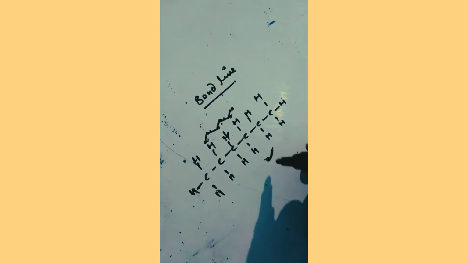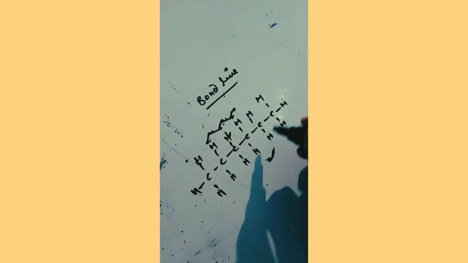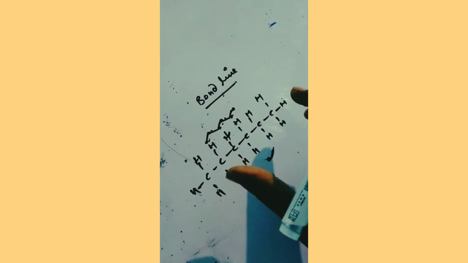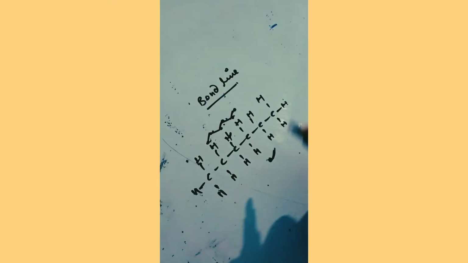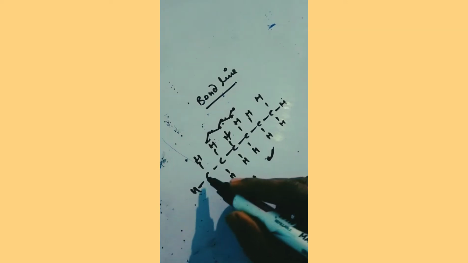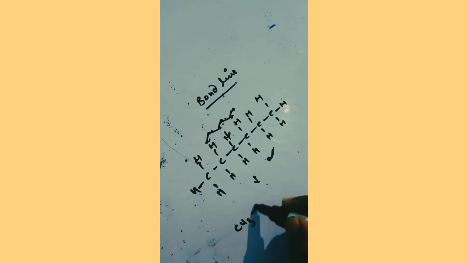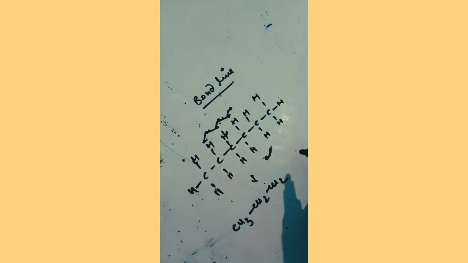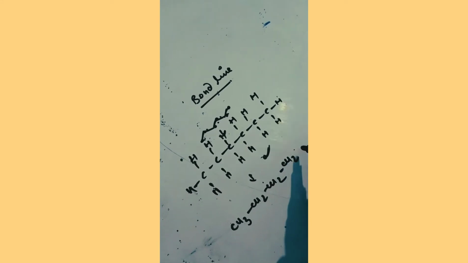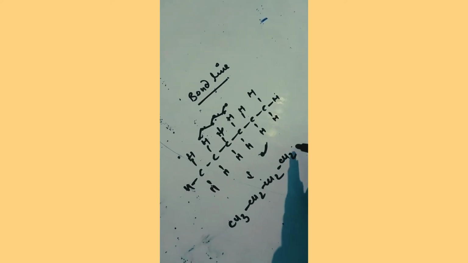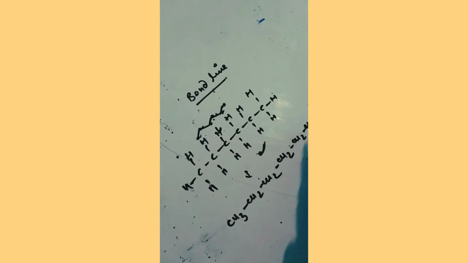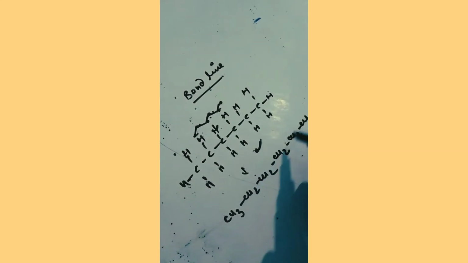It is the expanded structure, means you can see the open form. Closed form, this will be CH3, 3 hydrogens, so you can represent this one. So the question will be asked: which is the condensed structure of butane? So it is the condensed structure of this one, C4H10.